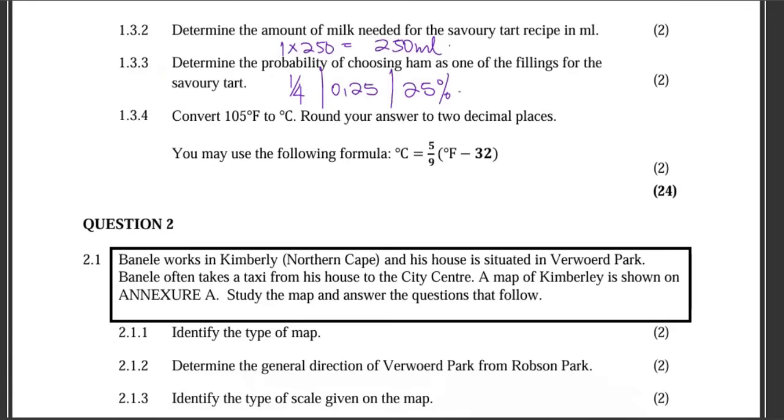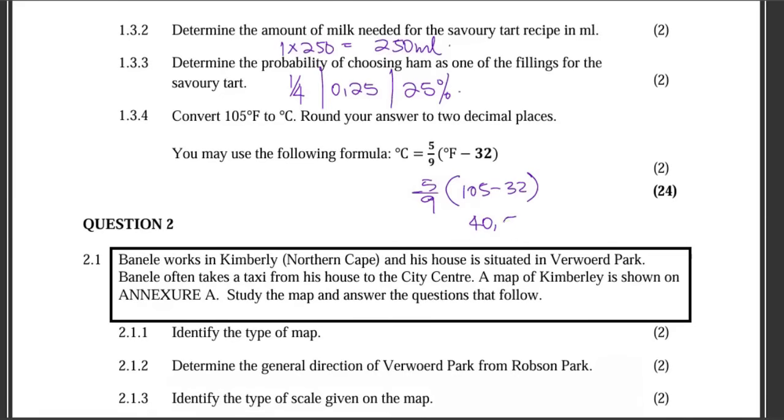Okay, convert 105 degrees Fahrenheit to centigrade. They've given the formula. All you have to do is come and substitute. 5/9 minus 32. Put this in the calculator. You'll end up having 40.56.